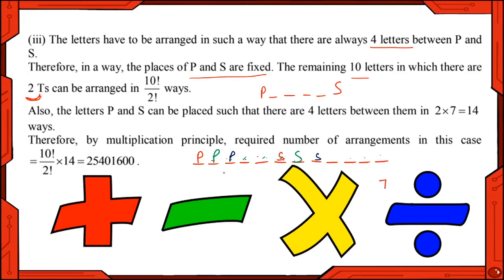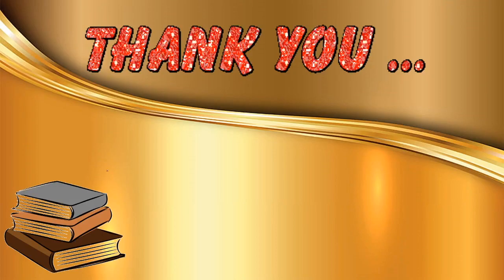But they have just said the 4 letters between P and S. They did not say that P will come first and S will come after that. So there may be a possibility that S is here and P is here. Right, so 7 possibilities of these types as well. Right, so it means double. 7 into 2, 14. So 14 possibilities, 14 ways are there. So by multiplication principle, the required number of arrangements in this case, factorial 10 upon factorial 2 into 14, and these many ways are there.